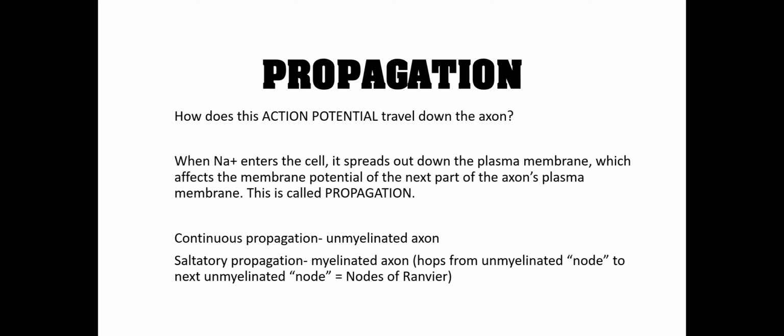The nodes are the unmyelinated parts in between the two rolls of fat covering the axon, and so it skips to the unmyelinated parts all the way down the axon. And since it skips over a whole bunch of the axon that's covered with myelin, this makes it go faster. So the myelinated axons will transmit the signal a lot faster than unmyelinated axons.